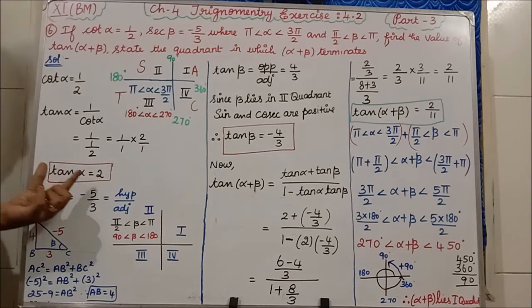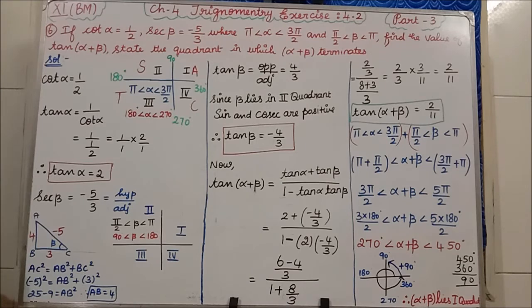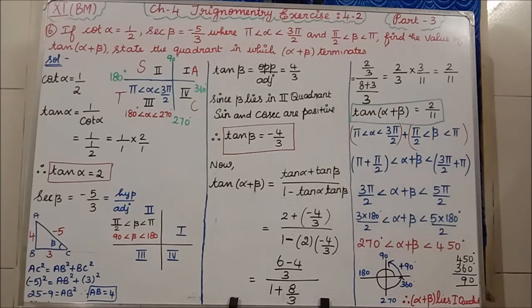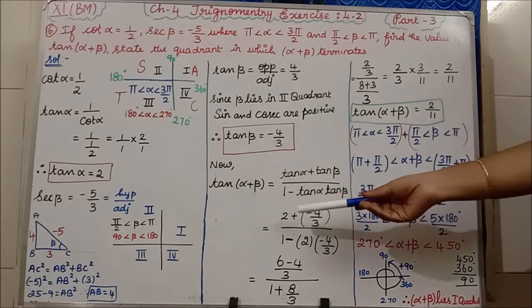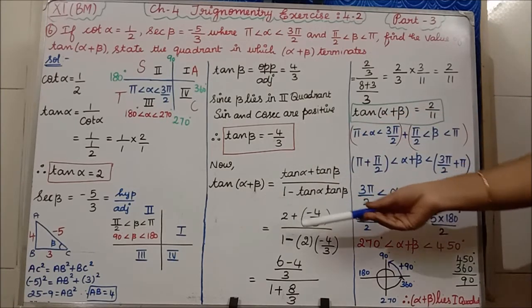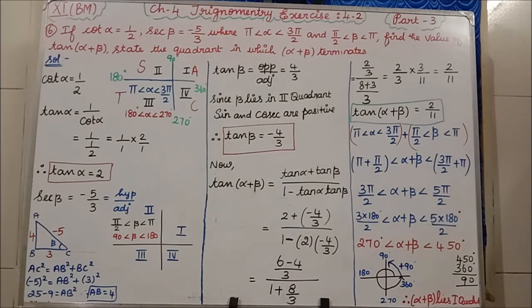Clear? Now we have got tan alpha as well as tan beta value. Now we can easily find tan of alpha plus beta. Tan of alpha plus beta, what is the formula? Tan alpha plus tan beta divided by 1 minus tan alpha into tan beta. Tan alpha value is what? 2. Tan beta value is what? Minus 4 by 3. So 2 minus 4 by 3, divided by 1 minus 2 into minus 4 by 3.